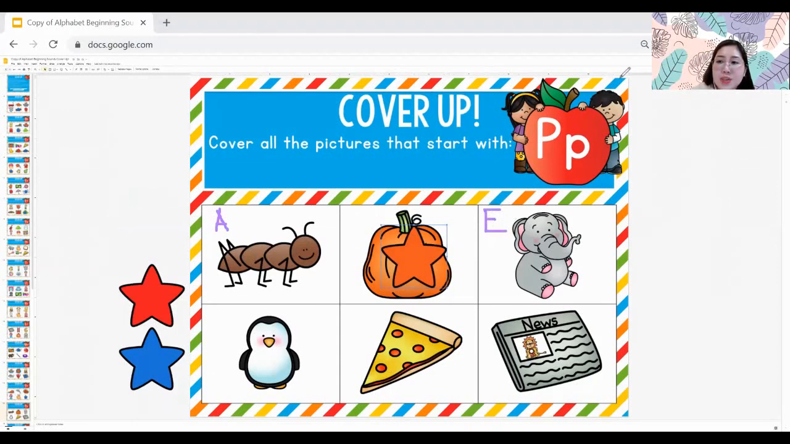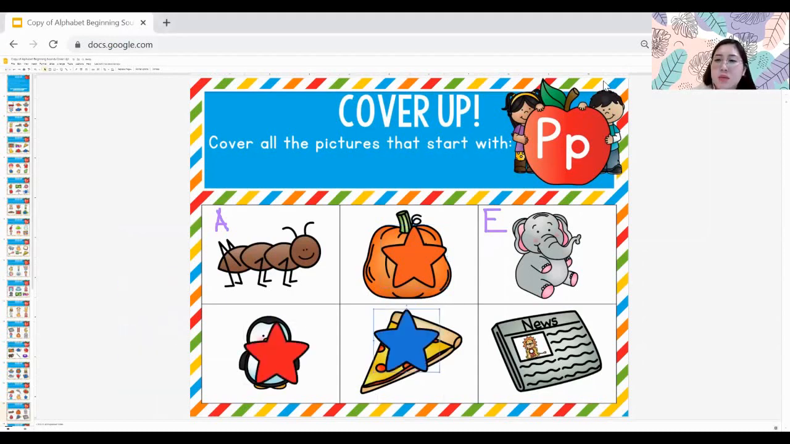P is for penguin. Yep. P is also for pizza. Newspaper, that's letter N. That was the letter last time. So we have letter P, for penguin. Sorry, pumpkin, penguin, and pizza. Let's do that again. P is for pumpkin, penguin, and pizza.